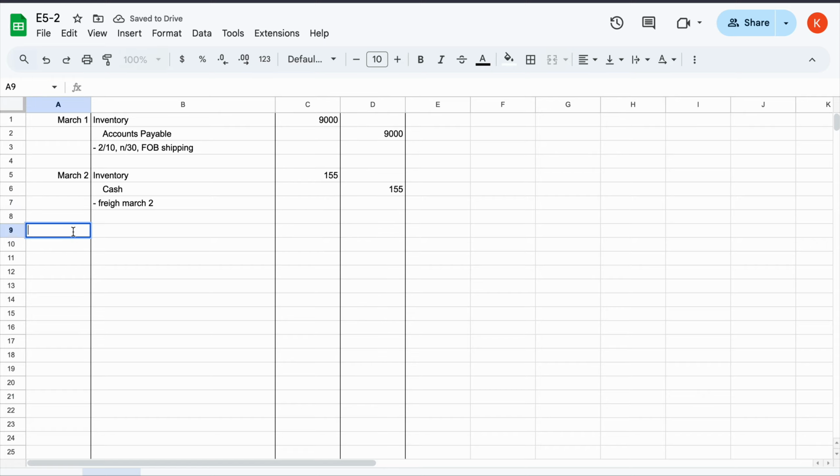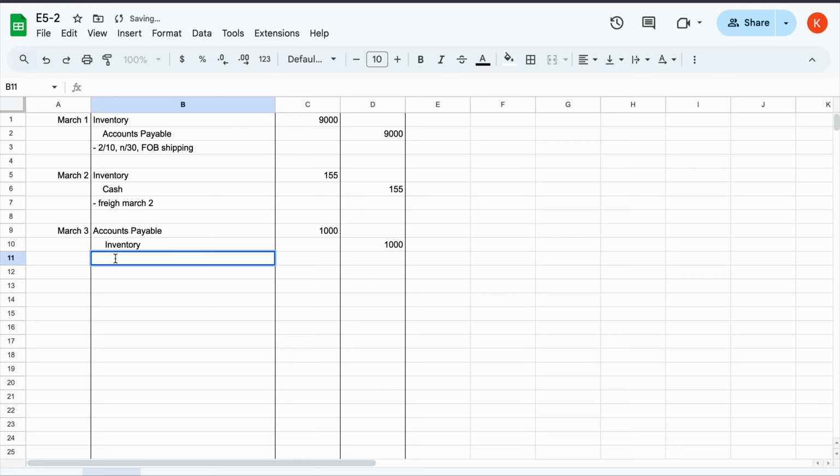The next transaction happened on March 3rd. Stellar returns $1,000 of merchandise purchased on March 1st because it was the wrong color. Octagon gives Stellar a $1,000 credit on its account. Since the credit is on account, we're not receiving cash, so we can debit accounts payable, since we owe them $1,000 less. Then we credit inventory since we're getting $1,000 less of inventory. The description would just be returned goods on account.